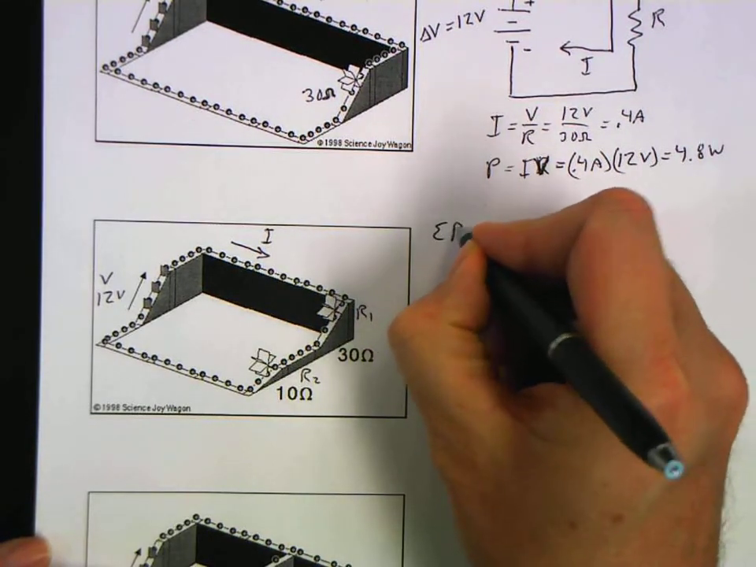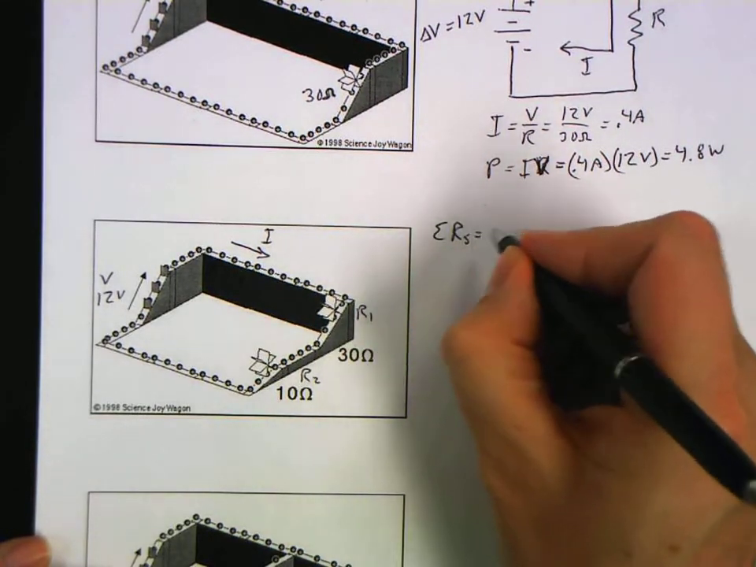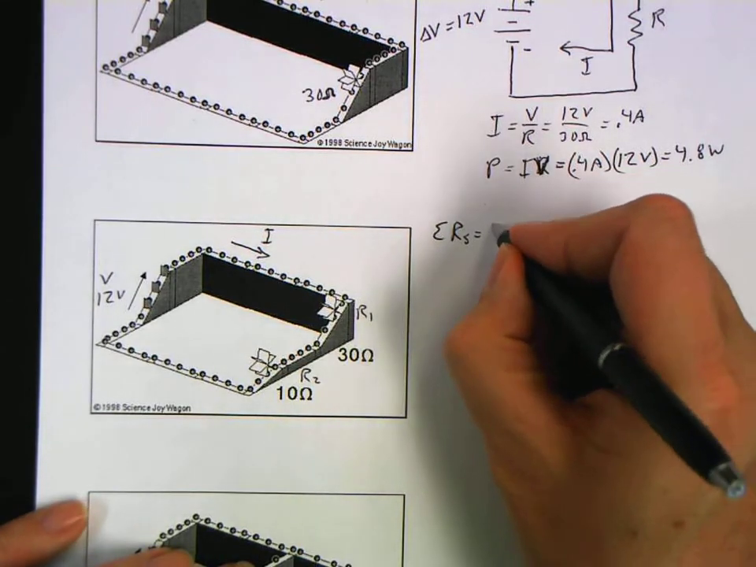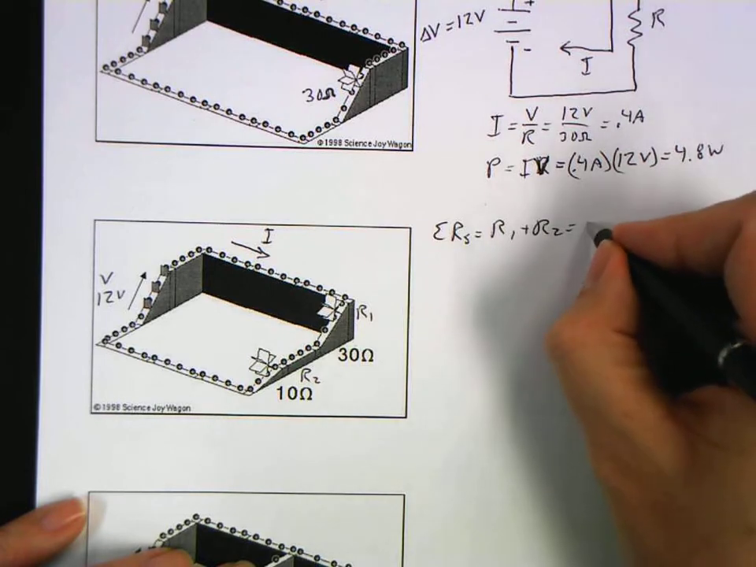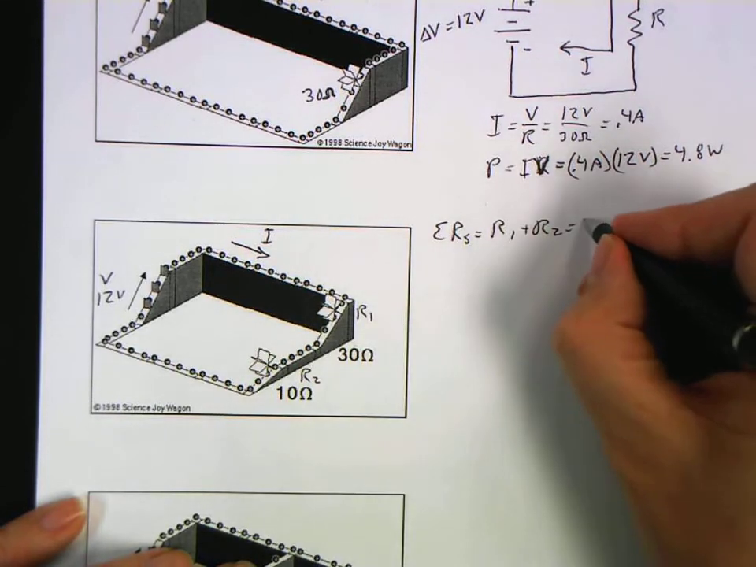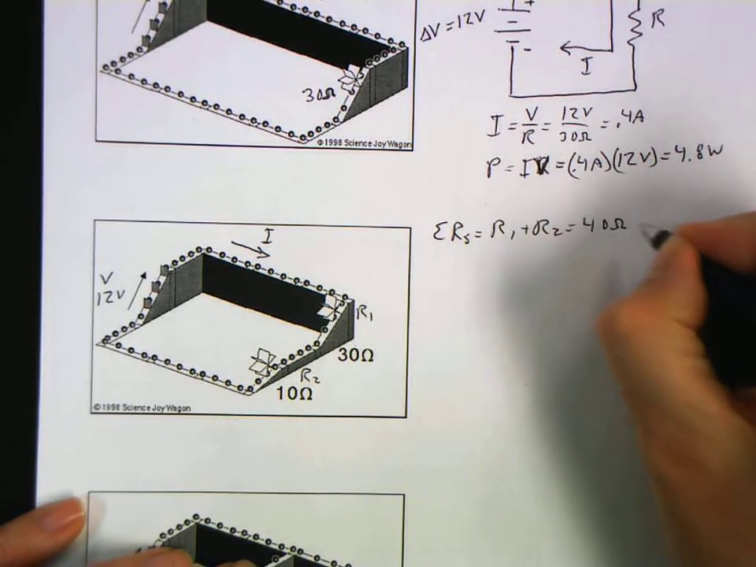The sum of resistors in series is equal to the summation of the resistors R1 plus R2. So that is 30 ohms plus 10 ohms, so that's 40 ohms, nice and easy.